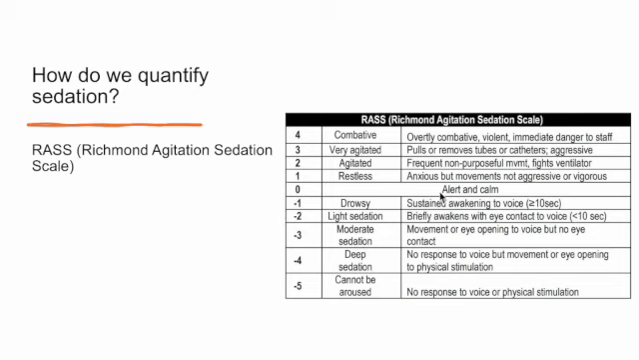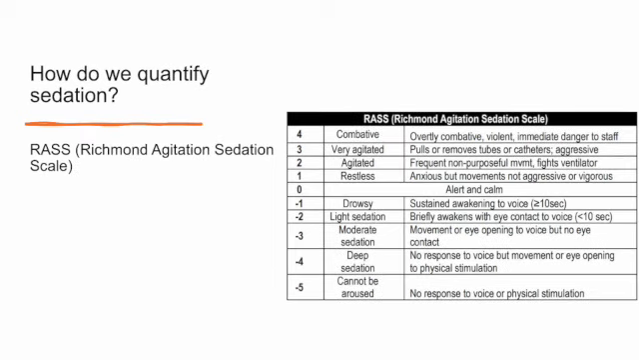So 0 being someone who's awake and alert. -1 being someone who's drowsy but awakens to voice. -2 being brief awakening with eye contact to voice. -3 movement or eye opening to voice but no eye contact. -4 being no response to voice but movement or eye opening to physical stimulation. And -5 being no response to voice or physical stimulation. And this is evaluated by the ICU nurses periodically throughout their shift.